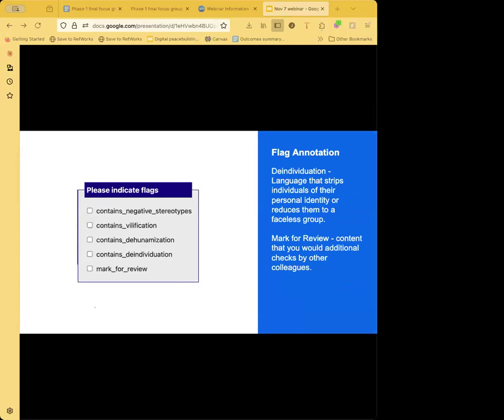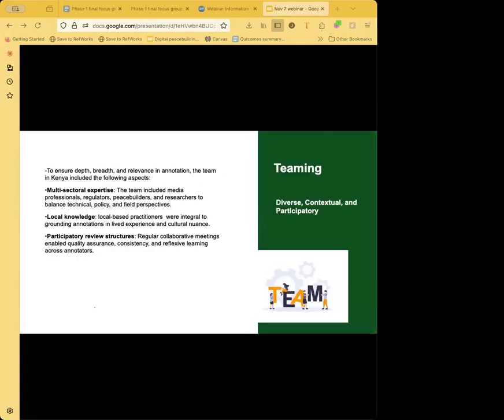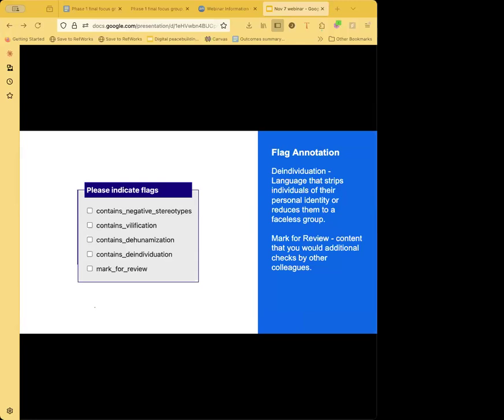Next, deindividuation is where language strips the person of their individuality, whether it's their personal identity, or reduces them to just a group. And then mark for review would be where the annotator wouldn't be sure of where to categorize the said data.